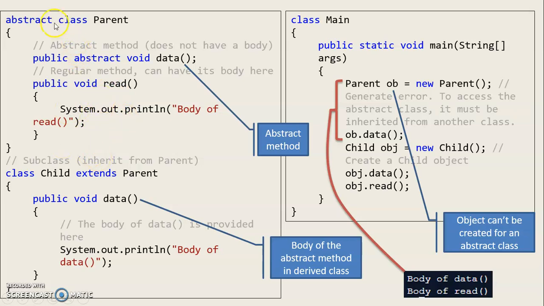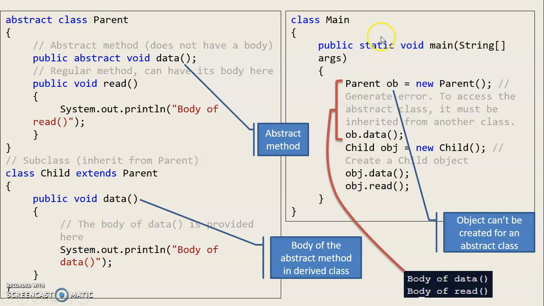Since this is an abstract class, I can't define an object corresponding to the parent class. I have to make this parent class a superclass of some child class. So I am defining a child class. This child class inherits from the parent class, and since the data method is an abstract method, the body of that method should be defined inside the child class. This is how we deal with the abstract method: the declaration will be there in the class and the body will be there in the subclass.